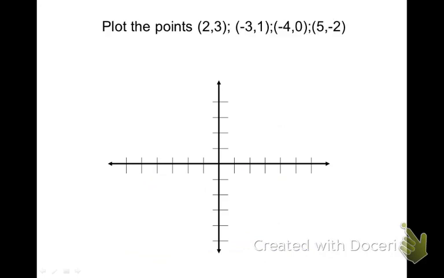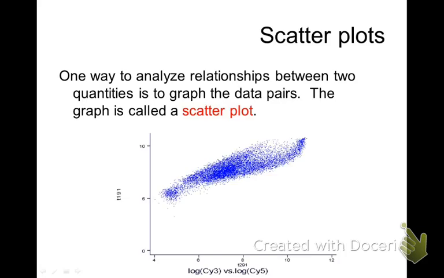So how do you plot a point? I know most of you don't need this, but x is 2, y is 3. So you go to 2 on the x, go to 3 on the y, there's the point. When we do (-3, 1), negative 3 for x, positive 1 for y. (-4, 0), so that's a negative, and it's going to be on an axis, the x-axis. And (5, -2), that would be how you'd plot that point. So you should be pretty comfortable with plotting points.